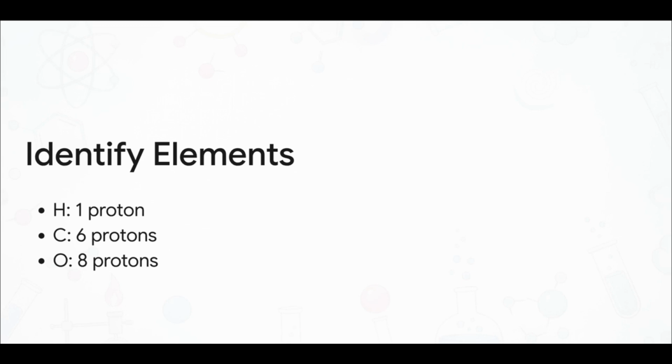Now there's also this really crucial neutral atom rule we have to talk about. In a neutral atom, everything balances out perfectly. The number of electrons is always going to equal the atomic number. So looking back at our oxygen example, since it has an atomic number of 8, a neutral oxygen atom has 8 protons, and that balances out perfectly with exactly 8 electrons.